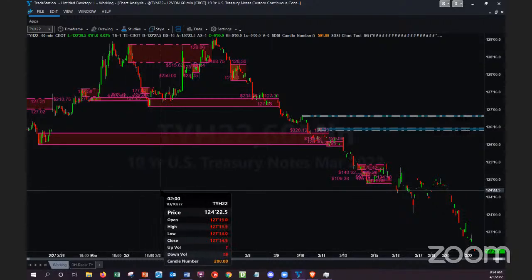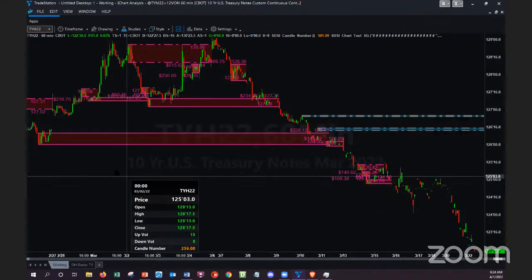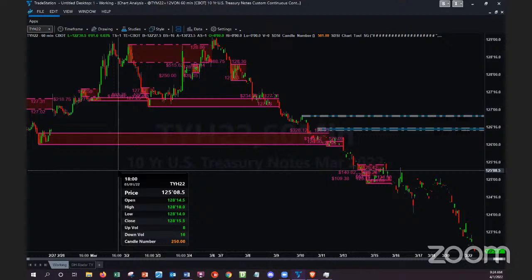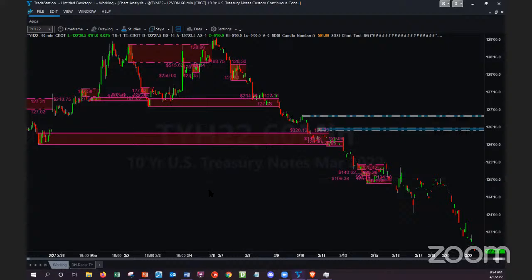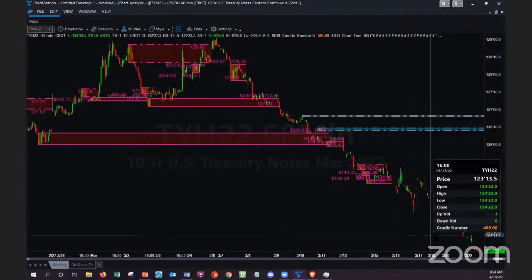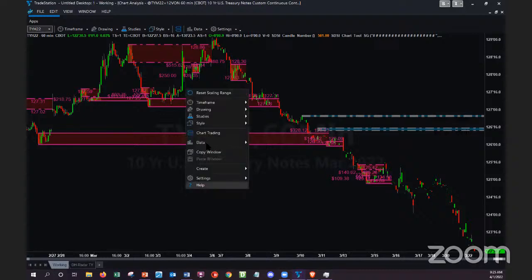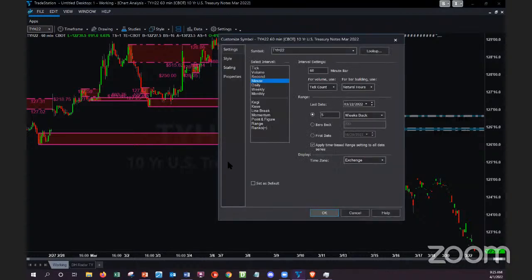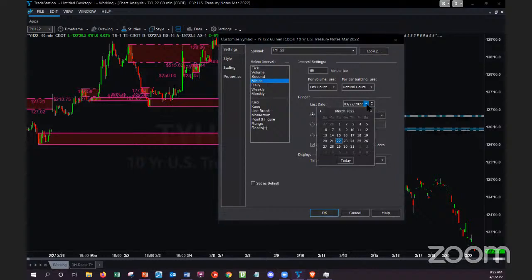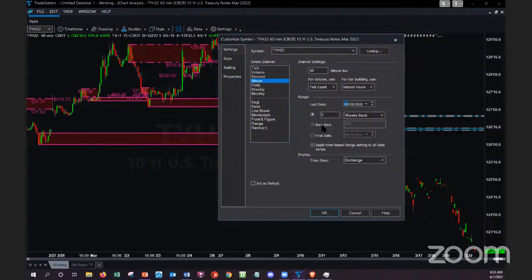When you get up into here, this is a 60-minute chart. You start seeing some really small candles. You see one right there on a 60-minute, and that's not typical for the 60-minute chart. And when you get on up in here, you see really small candles and gaps and all these different things. So what we're going to do is go in here to data, edit symbol, and we're going to go back to 3/2, which is the rollover date should have occurred.